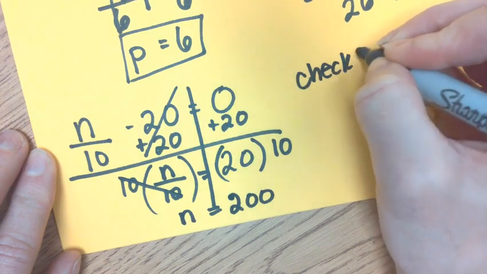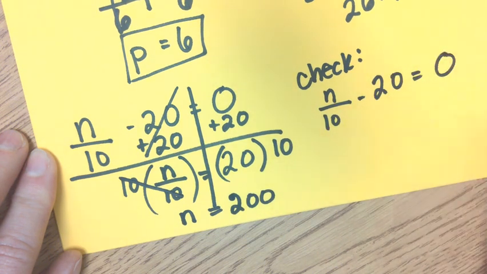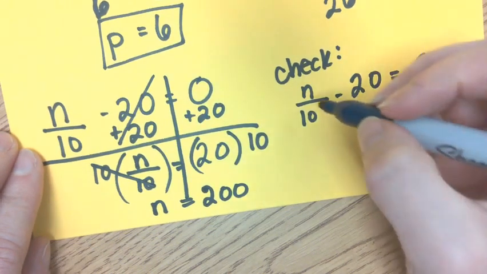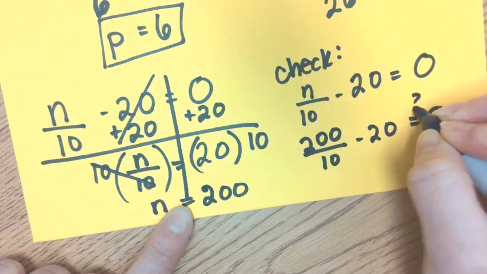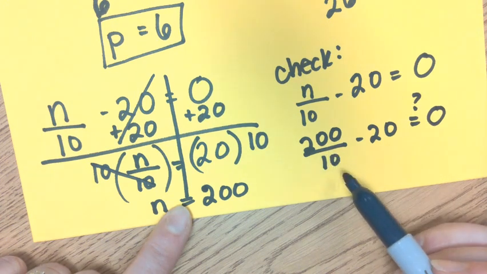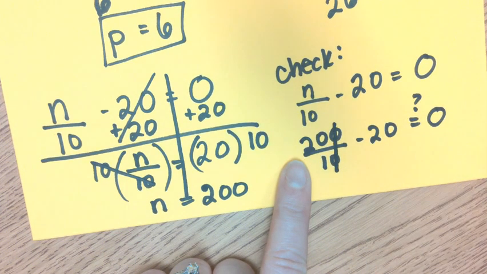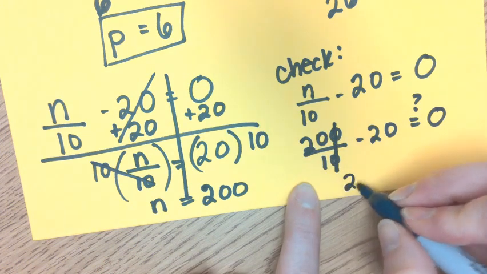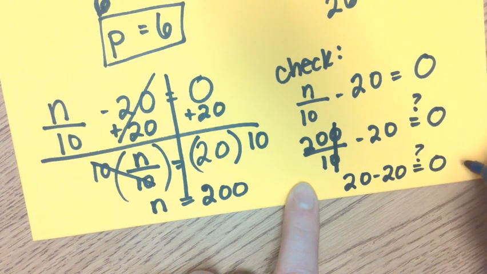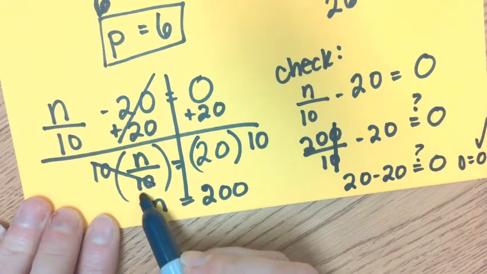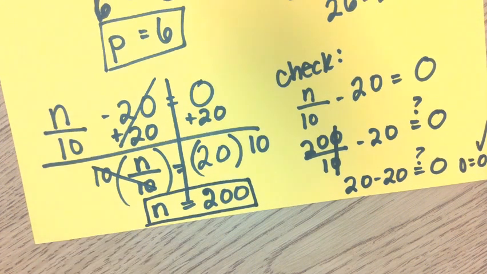But we still have to check our work. n over 10 minus 20 equals 0. So we got to plug in 200. So 200 over 10 minus 20 equals 0, question mark. 200 divided by 10. Well, if you were to divide 200 by 10, you could simplify it by the zeros, 200 over 1, or just 20 minus 20 equals 0. And is that true? Yes, 0 equals 0. So our correct answer is n equals 200. So that is just a quick review of how to solve two-step equations.